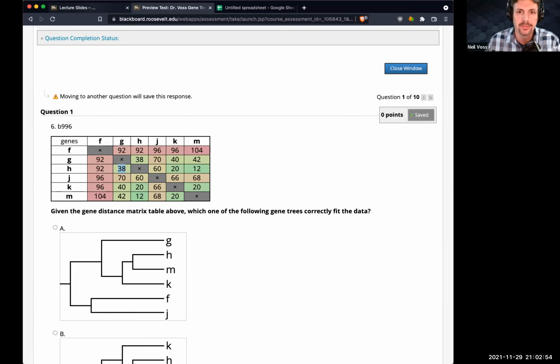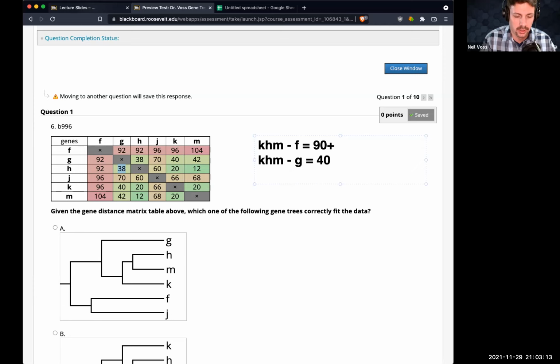If I consider K, H, and M to be one thing, and I'm connecting it to F, my numbers are like 90 plus. K, H, and M to G, my numbers are about 40. K, H, and M to J, my numbers are about 60. If two numbers are the same, that usually implies that G and J would be connected, but they're different.